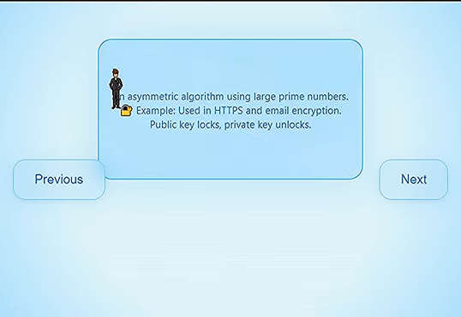RSA is an asymmetric encryption algorithm that uses large prime numbers to generate the keys. It's widely used in HTTPS and email encryption because it's very secure and efficient. The public key is used to encrypt the message, and the private key is used to decrypt it. This ensures that only the intended recipient can read the message. It's also used in digital signatures, which allow you to verify the identity of the sender.